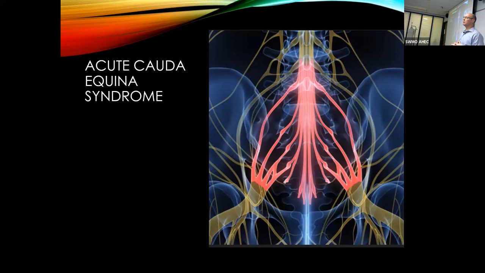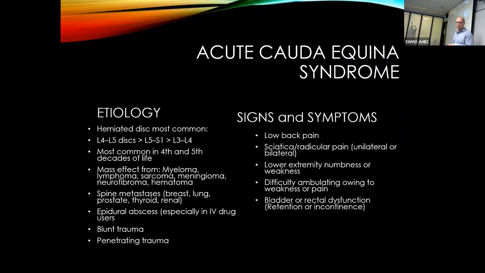So that's below the conus, usually about L1. Go ahead. Cauda equina syndrome is acute compression of the cauda equina, right? Very simple to remember. Acute compression. I see a lot of people with like 100% stenosis that don't have cauda equina syndrome because it was very slow to form.